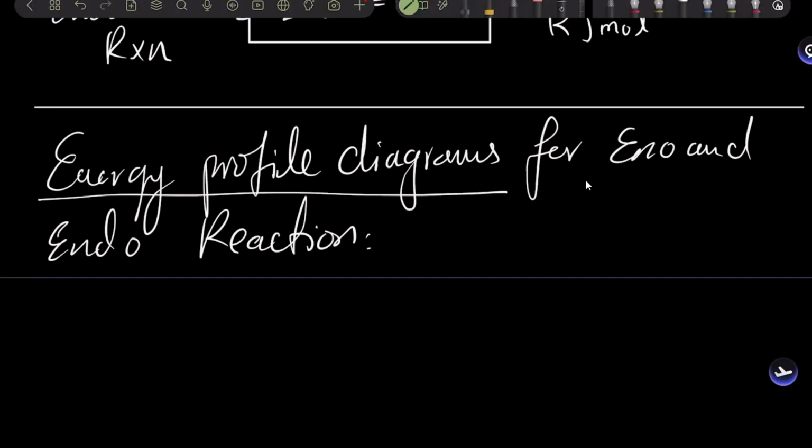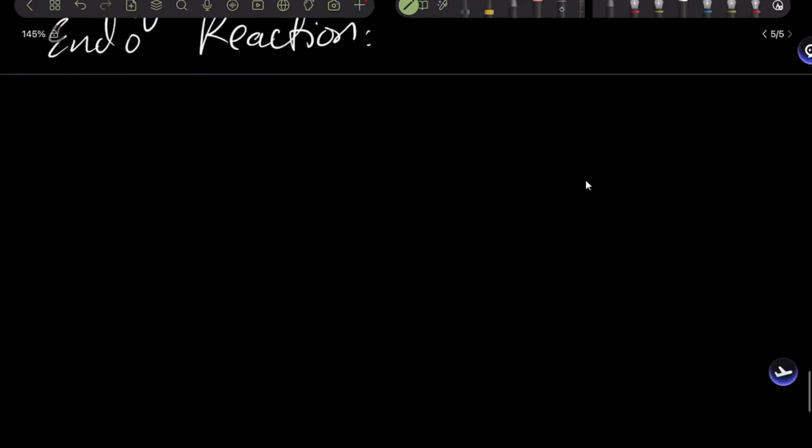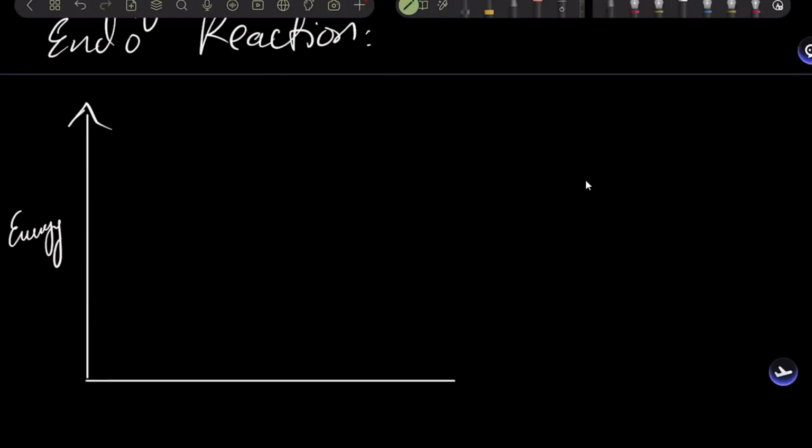So how do you draw an energy profile diagram? You're just trying to show how the reaction occurs. On the y-axis in any energy profile diagram, what do you plot? You plot energy on the y-axis, and on the x-axis, you're plotting the path of reaction or the progress of reaction, which path the reaction is going to follow. That's what you're plotting on the x-axis.